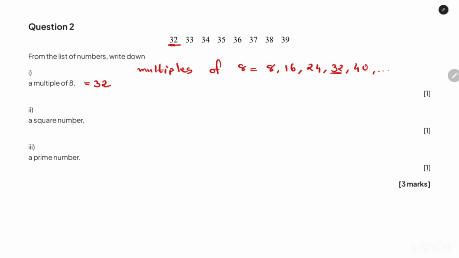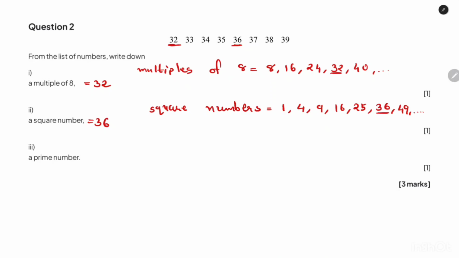Then a square number. Let me give you the list of square numbers. Square numbers start from 1. 1 square is 1, 2 square is 4, 3 square is 9, 4 square is 16, 5 square 25, 6 square 36, 7 square 49, and so on. So out of them I think 36 is there, which is a square number. So the square number is 36.